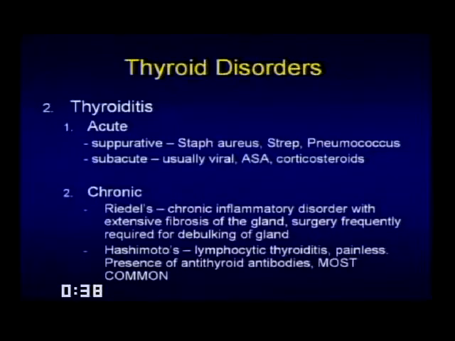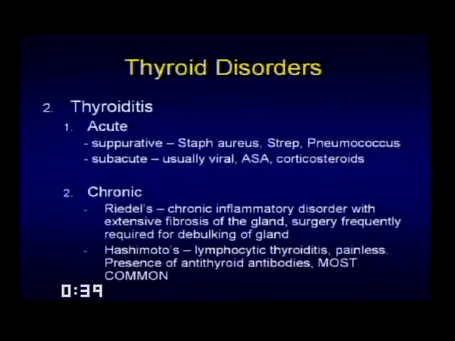It comes on slowly, can sometimes present with a mildly enlarged or inflamed gland, low-grade fevers and some pain, usually viral, as I mentioned, and is somewhat self-limiting and can be treated at least with aspirin. Sometimes corticosteroids are needed, but it is rarely a surgical problem. Moving into the chronic category for thyroiditis, the two that you probably need to know, Riedel's chronic thyroiditis is a chronic inflammatory disorder that remains idiopathic.